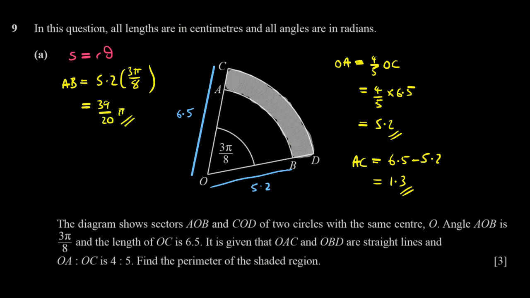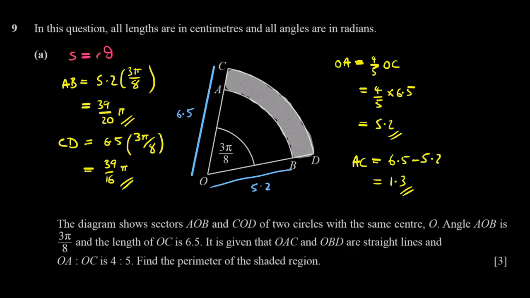Okay, and then we can do the same thing for CD. CD will be equal to the radius, which is 6.5, times the angle, which is 3 pi upon 8. And if we multiply that out, 6.5 times 3 divided by 8 is 39 upon 16 pi. Okay, that's that arc length there.